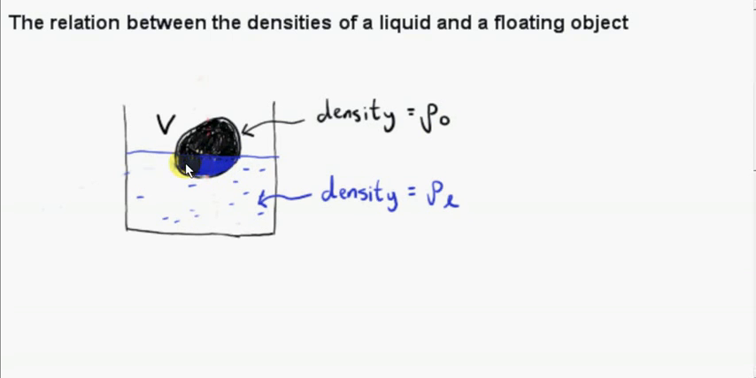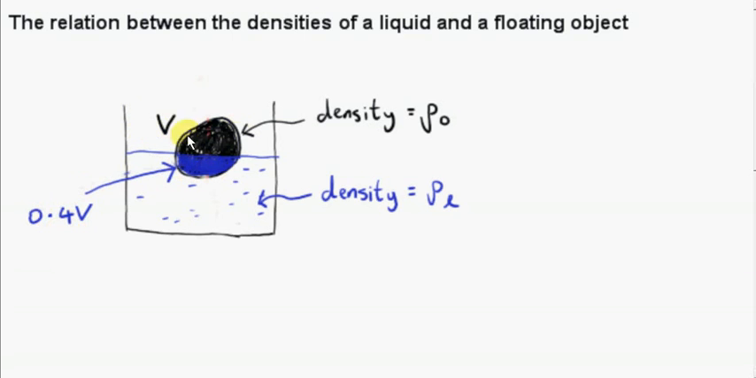This is 40% by volume now, not by mass. See, the density of this object might not be uniform. A lot of the mass could be concentrated in certain parts of the object. But we have to consider the volume that's immersed, not the amount of mass that's immersed. So let's assume that the volume that's immersed is 40% of the total volume V. 40% of V is 0.4 V.